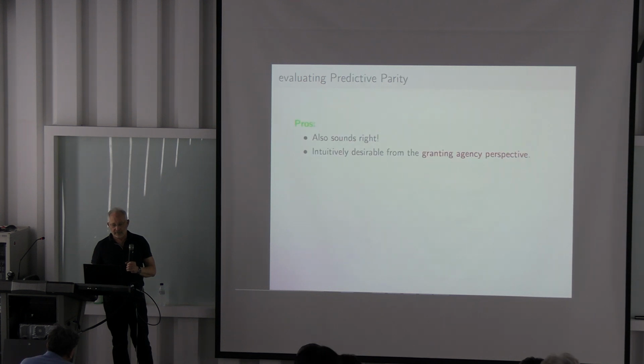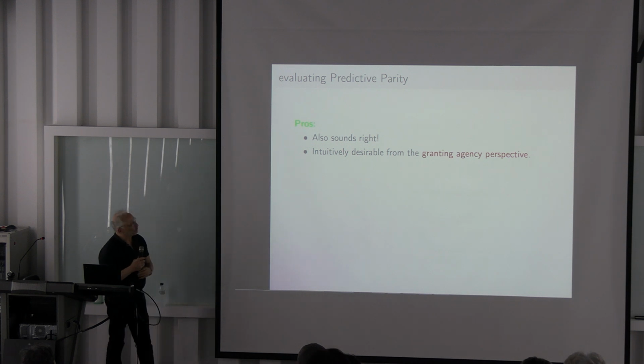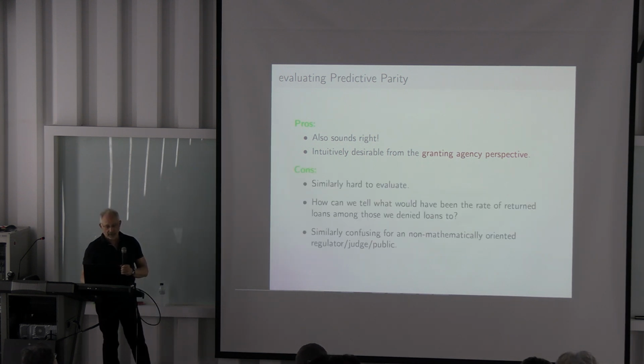So this also sounds right, it is intuitive, it is desirable from the point of view of the university. The university wants to know that among those that I accepted, the rate of success is the same between the two groups. You see, the other one was desirable from the point of view of the applicant. Among those that are deserving, my chance of being accepted is the same. Here I'm saying that among those that I accepted, the success rates should be the same, so that's kind of desirable from the point of view of the granting agency. And the con is, of course, it's hard to evaluate.